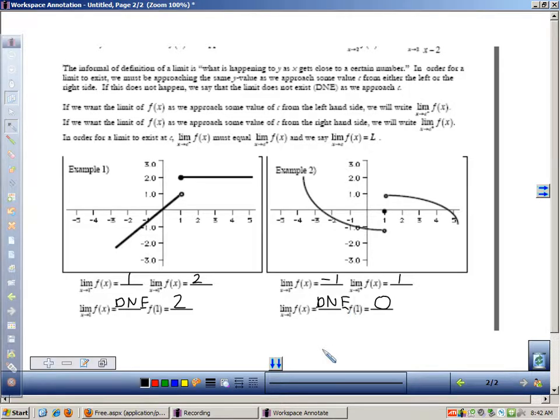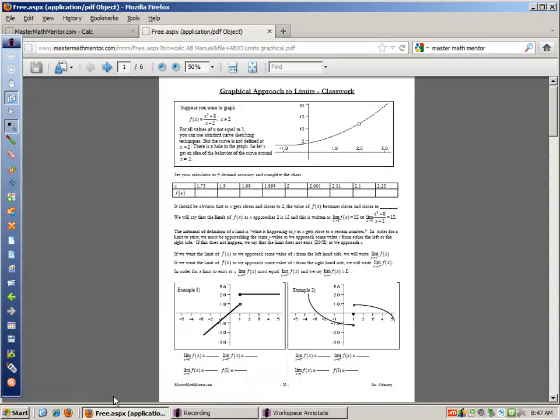And again, when we're looking at our limits, we don't care what the function value is. We want to know what happens as we get close to that value coming from our two different directions. All right, let's look at a couple more examples from the next page. Let me grab the next page.